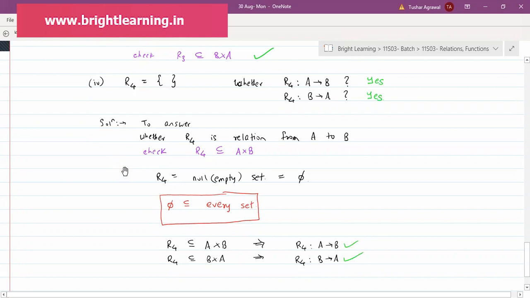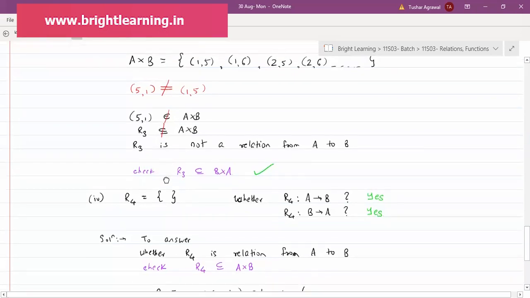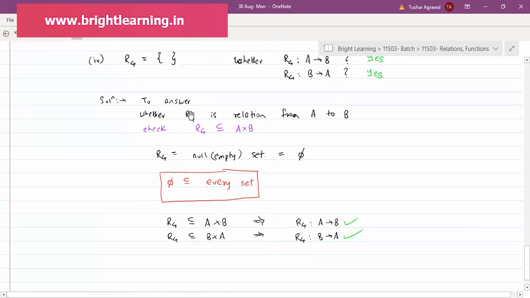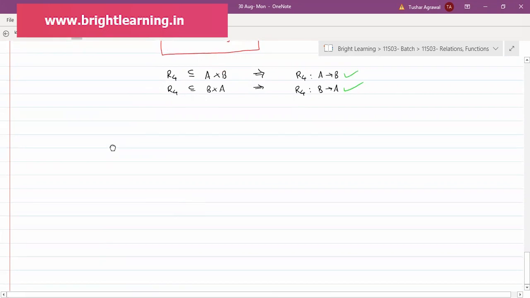Okay. Now moving ahead. Now this is called an empty or void relation. This kind of relation is called a void relation. Void means empty. So these are some types of examples that we saw. Now, representation of a relation. Let's solve some questions.